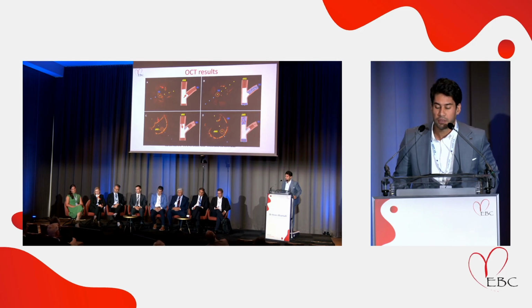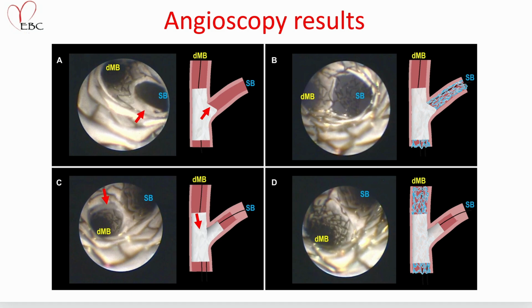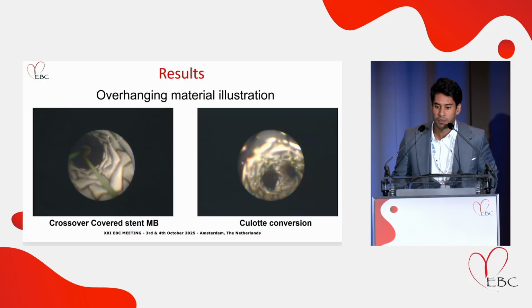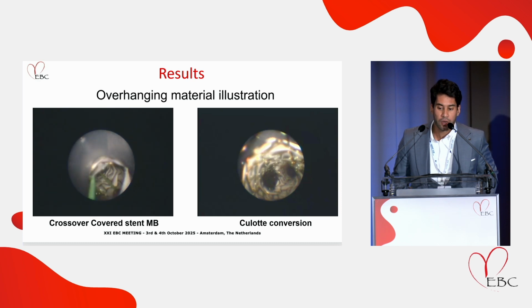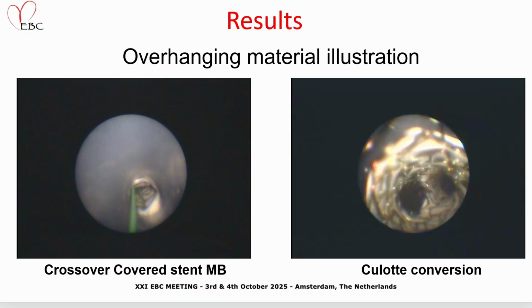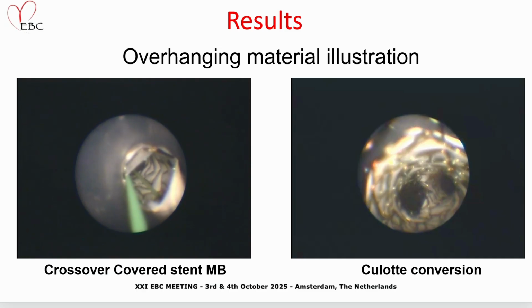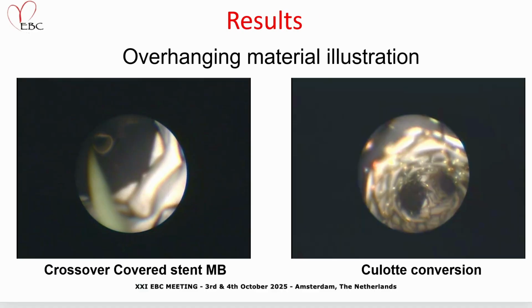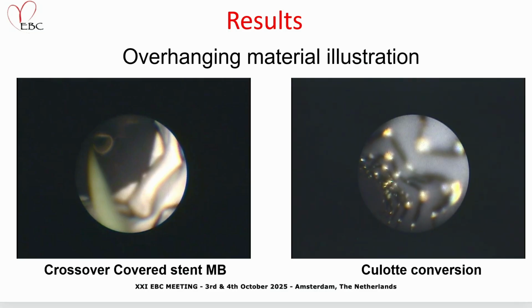The same images we can see better using angioscopy. For the same purpose, we can see these overhanging meshes hanging around that could be easily pushed away using a DES. For further illustration, this is the crossover covered stent in the main branch, and we can see this overhanging material at the level of the side branch, which we managed to get rid of using a culotte conversion, adding a DES in the side branch.